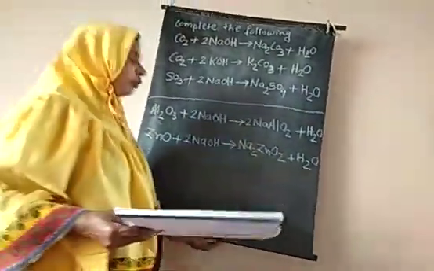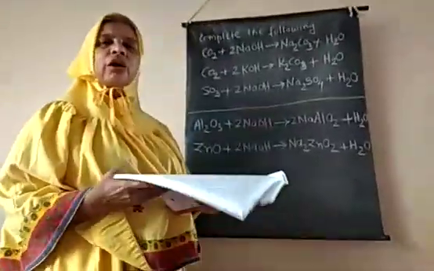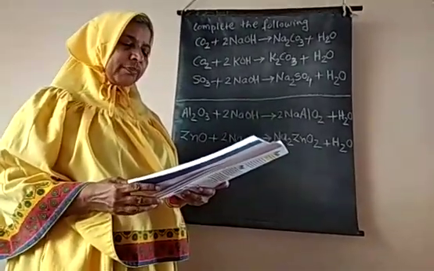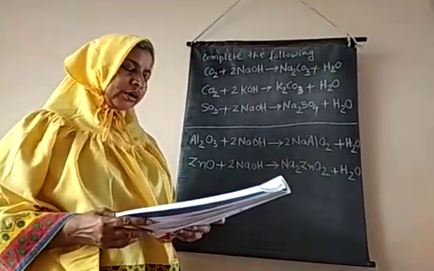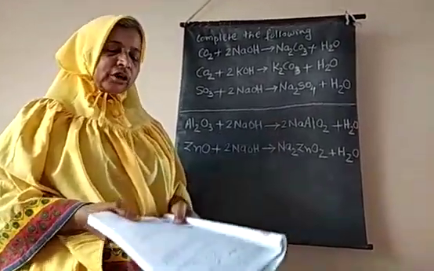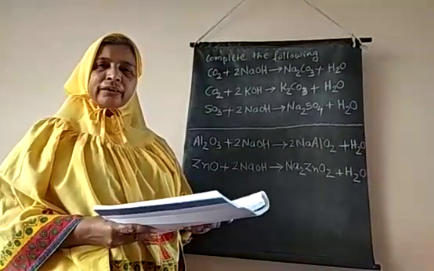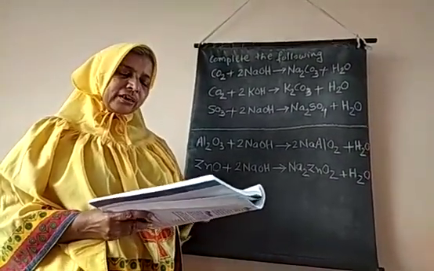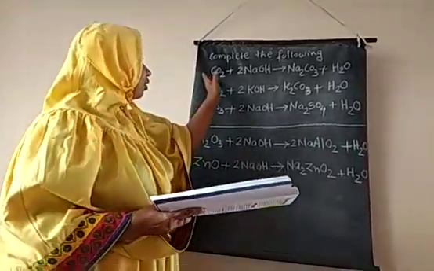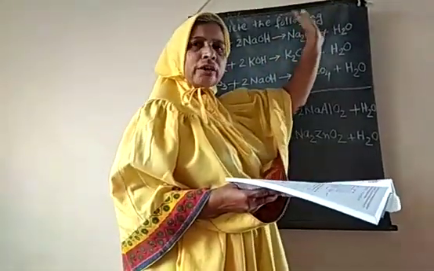Next reaction, reactions of bases with oxides of non-metals. Bases react with oxides of non-metals to form salt and water. Hence, oxides of non-metals are said to be acidic in nature. Now, bases react with non-metals. Non-metals generally show acidic nature. So, when bases react with the oxides of non-metals, then a corresponding salt and water are formed.